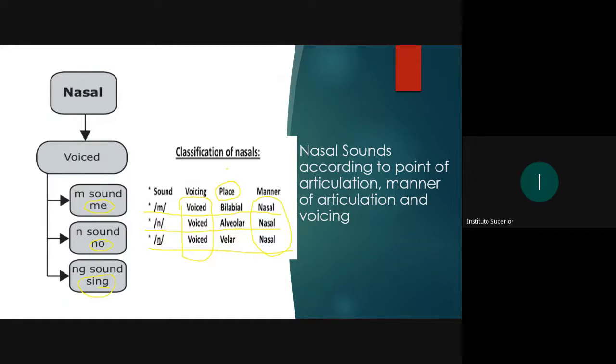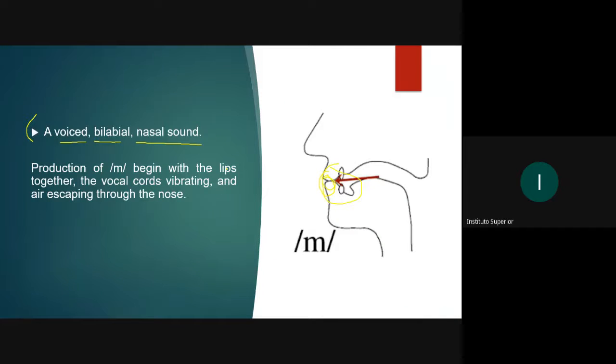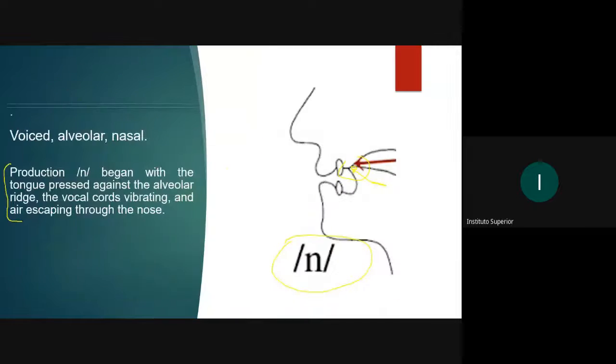In this group, just change the place of articulation. The first one, we put our lips together. They are bilabials. In the second one, the tip of the tongue goes against the alveolar ridge. And in the third one, the last one, our tongue goes to the velar part inside our mouth.